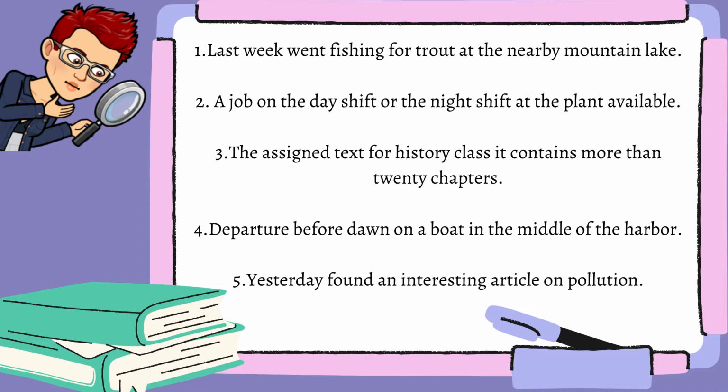If you pay attention to the sentences, you are going to see that some are not even sentences themselves. They are just the subject or the object. Sentence number 2 doesn't have a verb, and sentence number 3 presents two subjects together, the assigned text for history class and the pronoun it. Sentences 1 and 5 start with an adverb of time. They present a verb but have no subject. If you ask who went fishing or who found an interesting article, you have no answer to that.